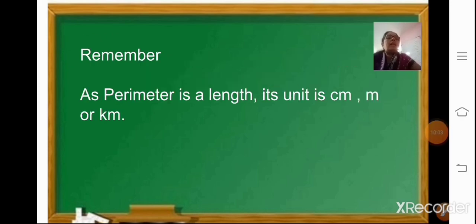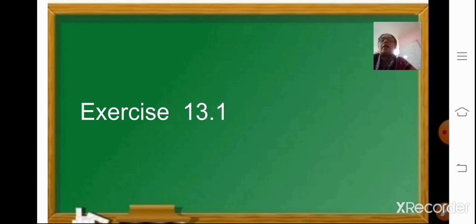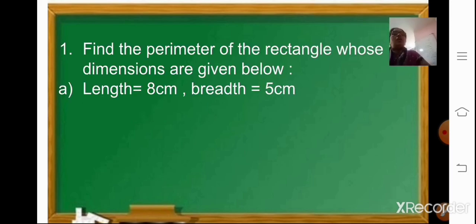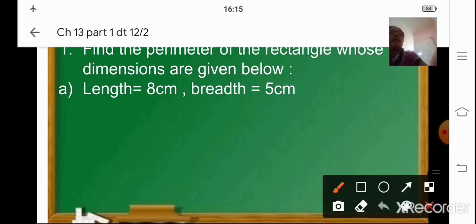Before that, remember that as perimeter is a length, its unit will always be read in centimeter, meter or kilometer. Okay, children? Now let us start with our exercise sums, that is exercise 13.1. Here we have to find the perimeter of a rectangle whose dimensions, meaning the sides, are given below: length is 8 centimeter and breadth is 5 centimeter. So here you can draw a rectangle first.